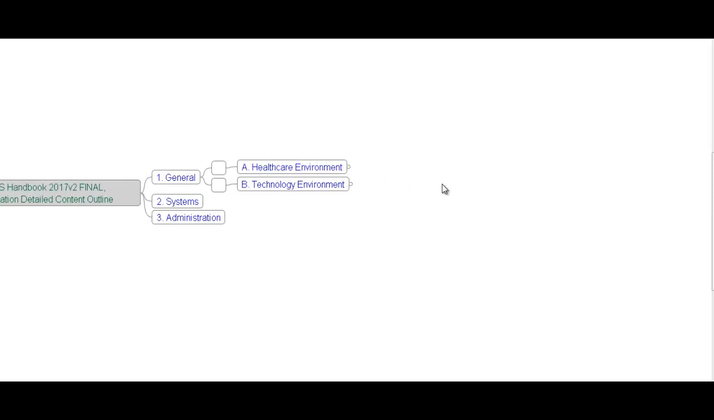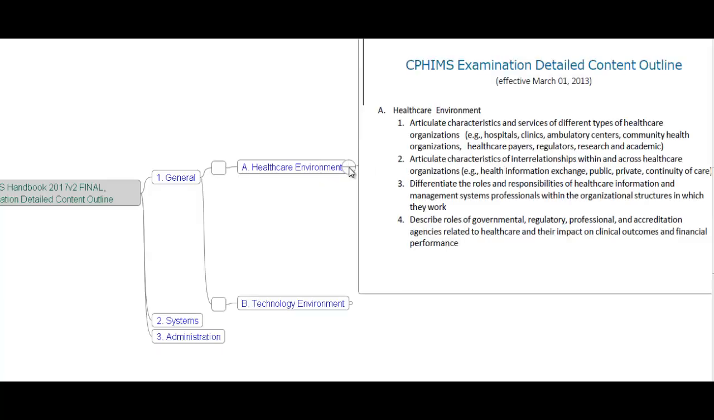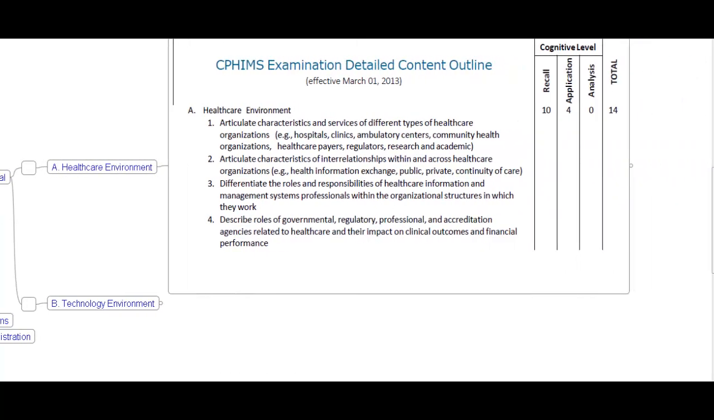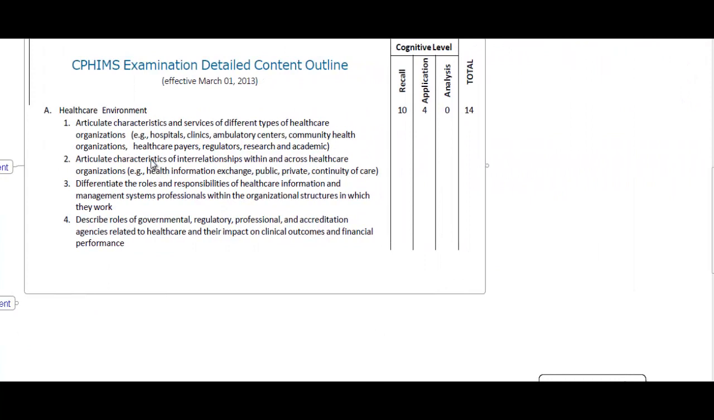Under the healthcare environment section, we are required to study the following topics, based on the CPHIMS candidate handbook effective from April 2017. We are required to articulate characteristics and services of different types of healthcare organizations, for example hospitals, clinics, ambulatory centers, community health organizations, healthcare payers, regulators, research and academic.